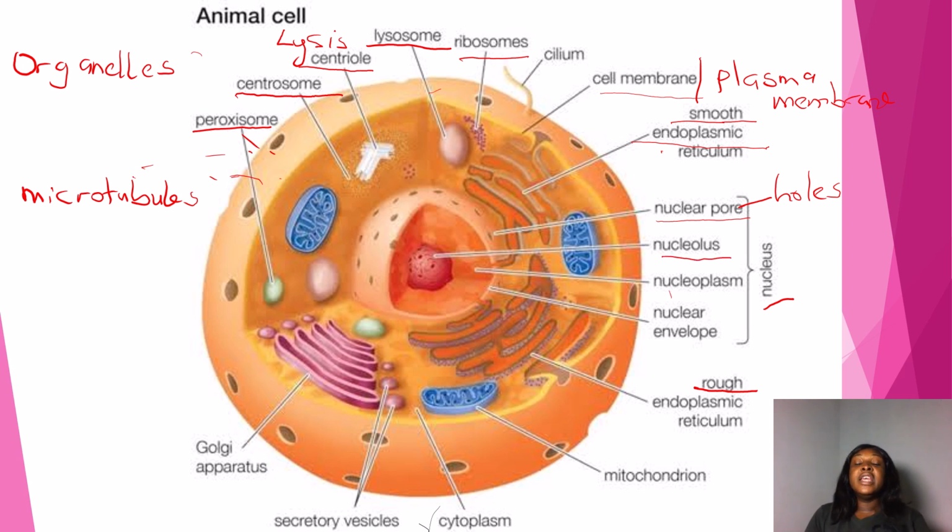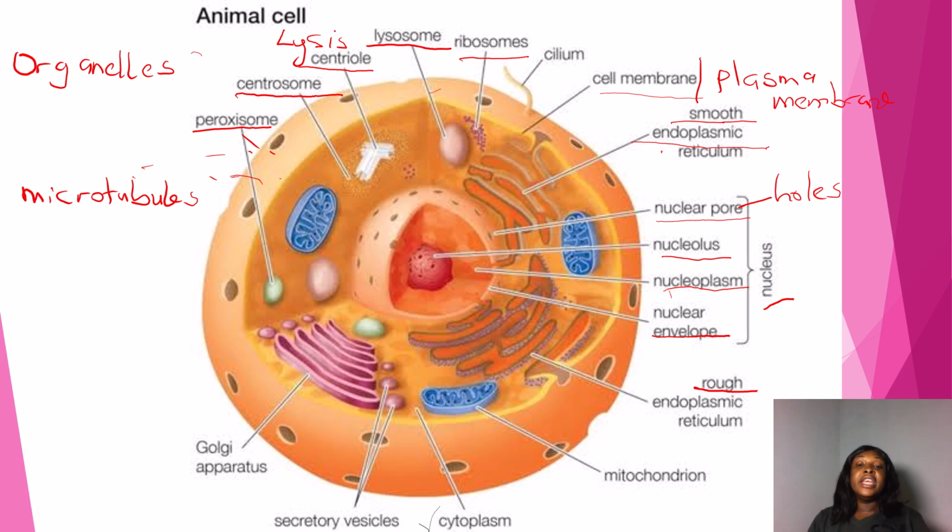The nucleolus is a spherical structure which contains the hereditary material that is being transferred from parents to offspring. We have the nucleoplasm. The nucleoplasm is a fluid on which the nucleolus is suspended. We have the nuclear envelope. The nuclear envelope is a membrane which encloses the nucleus, and it also allows materials to move in and out.